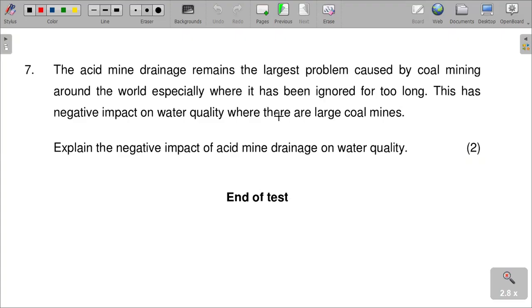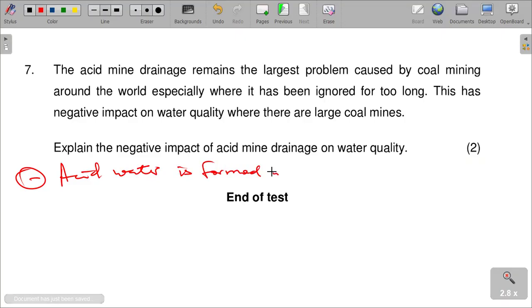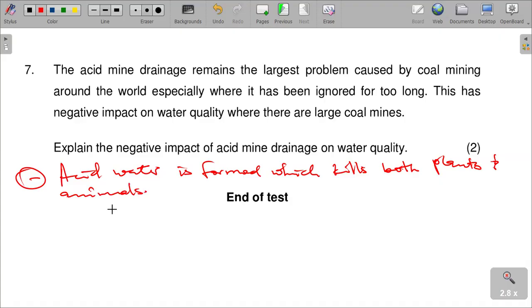Acid water is formed, which kills both plants and animals. It kills both plants and animals.